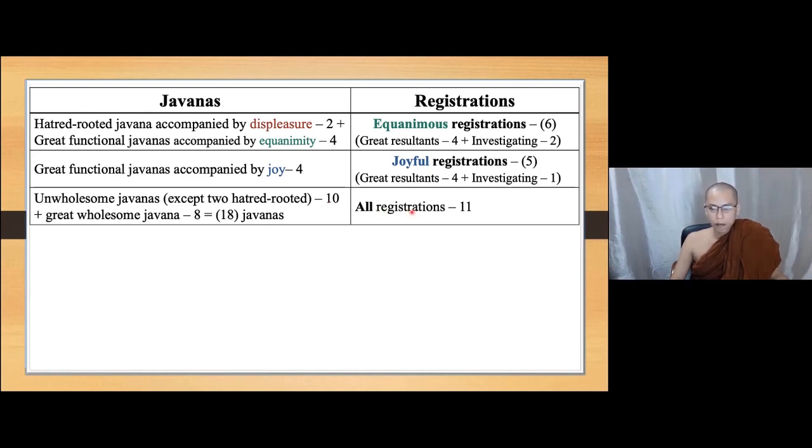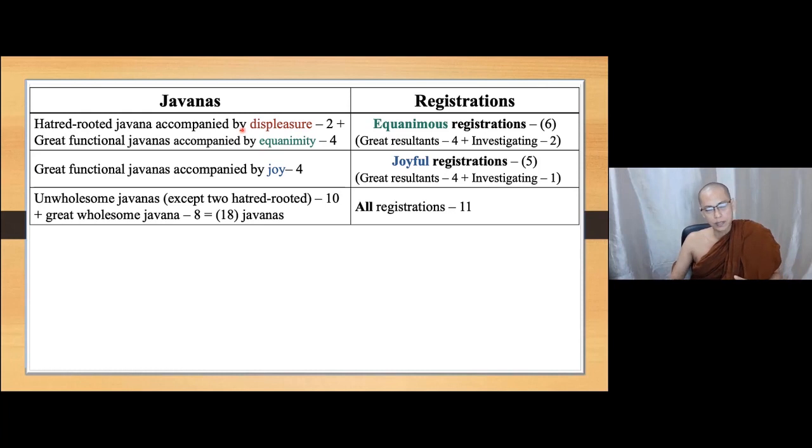There's no specific identification for that. So if the jhana is any of the 18, you can say any of the 11 consciousnesses can perform the registration function like this. So this is how you can identify the registration through the Javana.